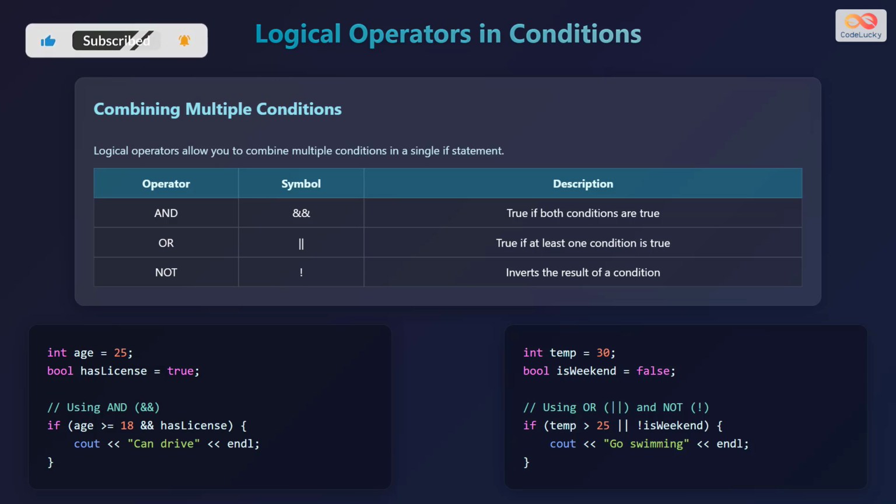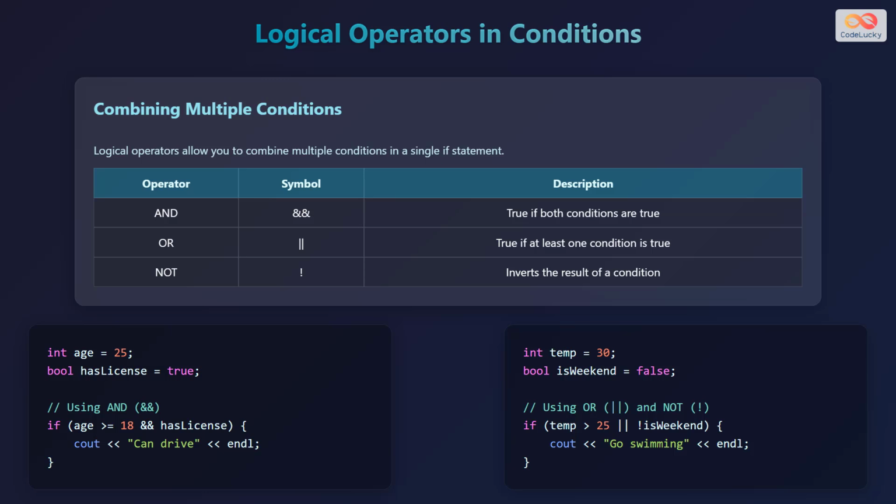We declare an integer variable age and set it to 25, and a Boolean variable hasLicense and set it to true. The if statement checks if age is greater than or equal to 18 and hasLicense is true. If both conditions are true, the program prints "can drive".